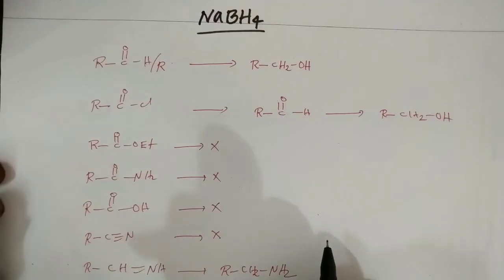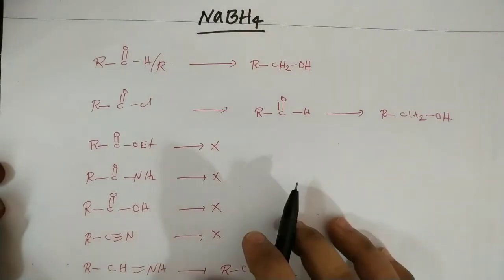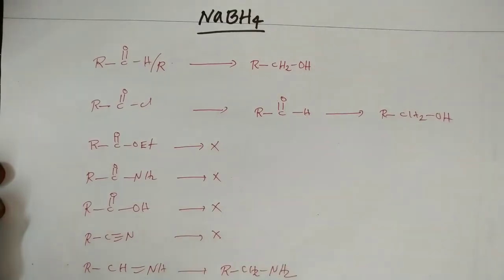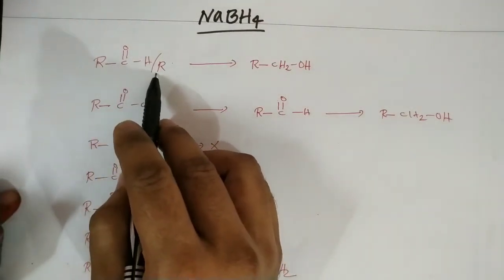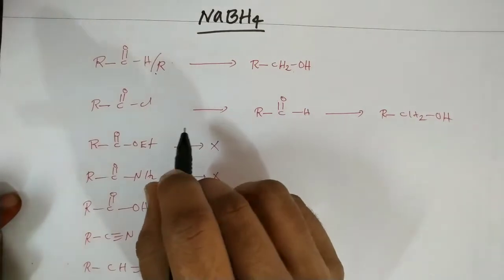Hello students, in this video let us discuss some exceptional reactions of sodium borohydride. Sodium borohydride is a reducing agent. It is a weaker reducing agent than lithium aluminum hydride, so it reduces specific functional groups. First of all, aldehydes and ketones can be reduced to alcohols.